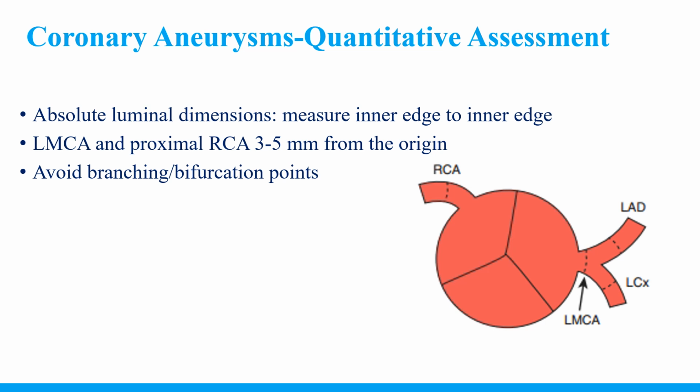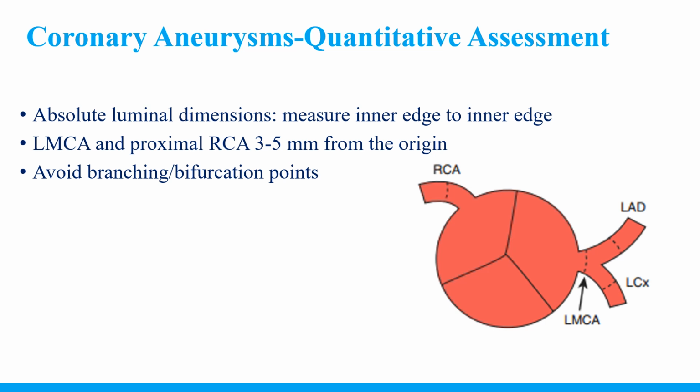When we look at quantitative assessment, which has been adopted as a way to risk stratify and assess coronary arteries, we take the absolute luminal dimension, inner edge to inner edge, and you want to avoid measuring at the origin. You want to measure 3 to 5 millimeters away from the origin of the left main or the RCA, and you want to avoid branching or bifurcation points, as they often tend to overestimate the size of the artery.